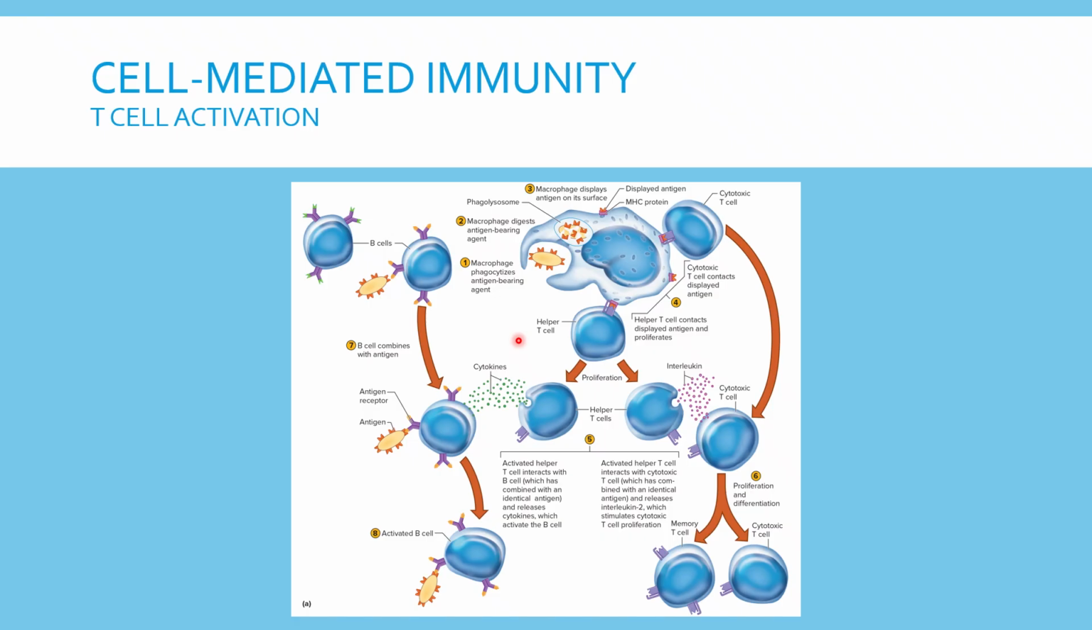And when it does that, it's going to cause the helper T cells to proliferate. And so when they proliferate, the proliferating T cells will start to secrete cytokines. One cytokine that it's going to release is called interleukin-2. Okay, so we have interleukin-2. The presence of interleukin-2 is going to cause our cytotoxic T cells to proliferate and differentiate. Okay, so basically the interleukin-2 is going to lead to the activation of those T cells.